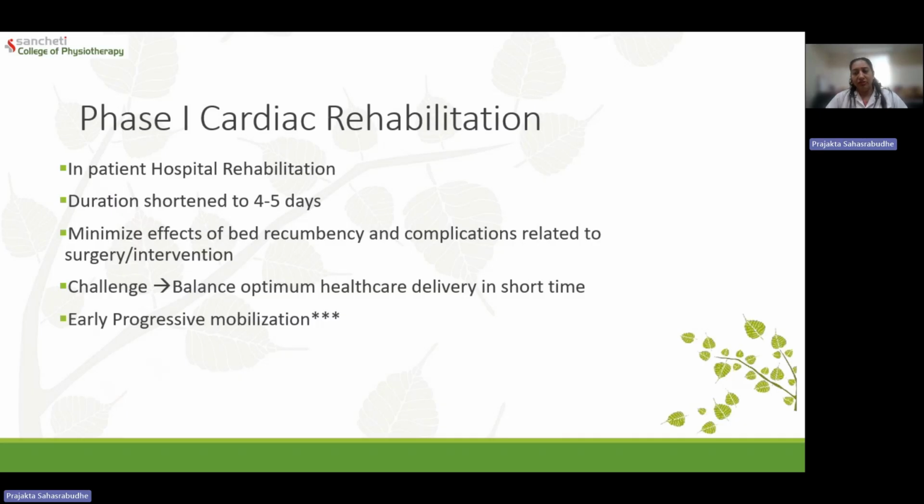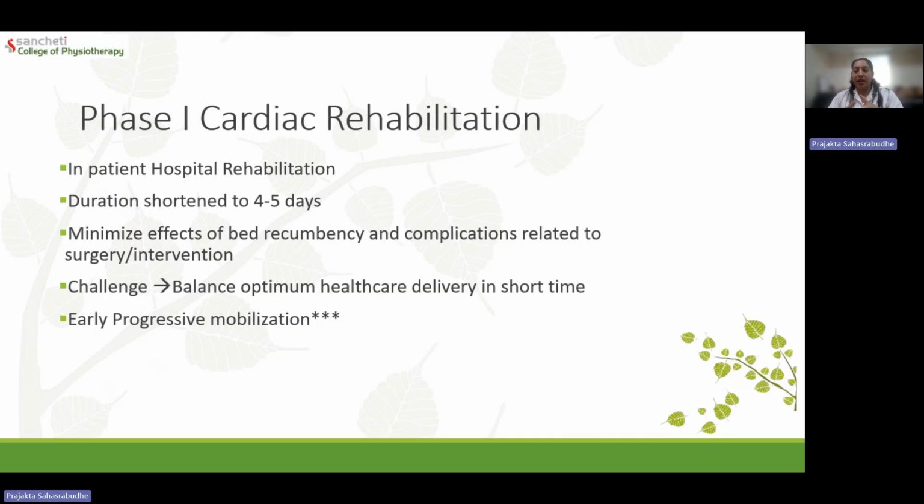If it is a coronary intervention like PTCA, the patient typically gets discharged on day three, whereas if it is maybe open heart surgery, the patient may be kept till day five. But usually for an uncomplicated patient, the in-hospital phase duration doesn't go beyond that. Now the challenge is that we have to start with progressive mobilization during this phase. We have to make sure that the patient is able to do all the self-care activities independently without having any complications.